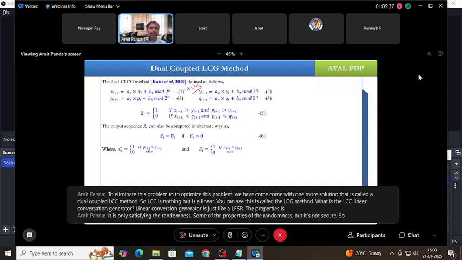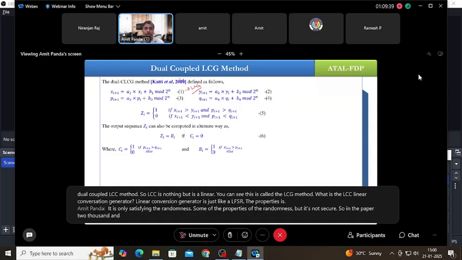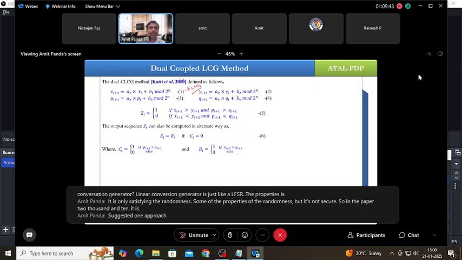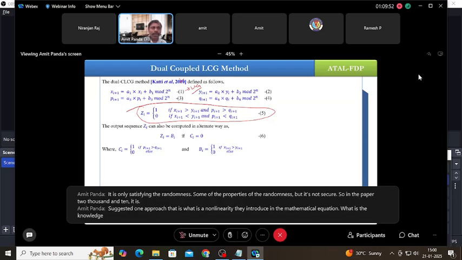So in the 2010 paper, one approach is suggested. What is the non-linearity they introduce in the mathematical equation? What is the non-linearity here? The non-linearity is like z_i is equal to 1 or 0, when it compares the four LCGs.